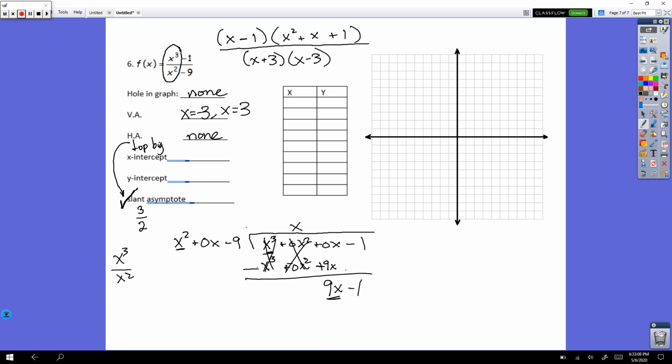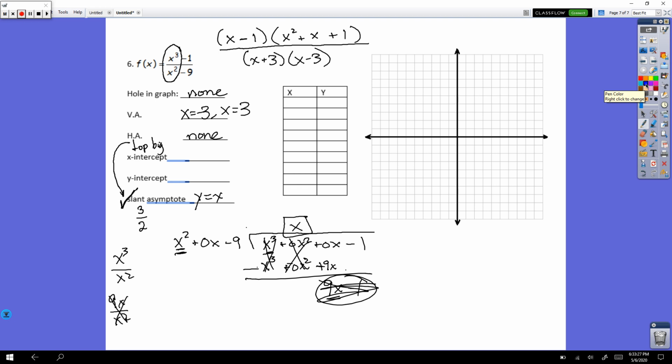Now if I try and go again, 9x over x squared doesn't work. So this would be my remainder, which I don't care about. So here is my slant asymptote, y equals x. So let's put in all this information.